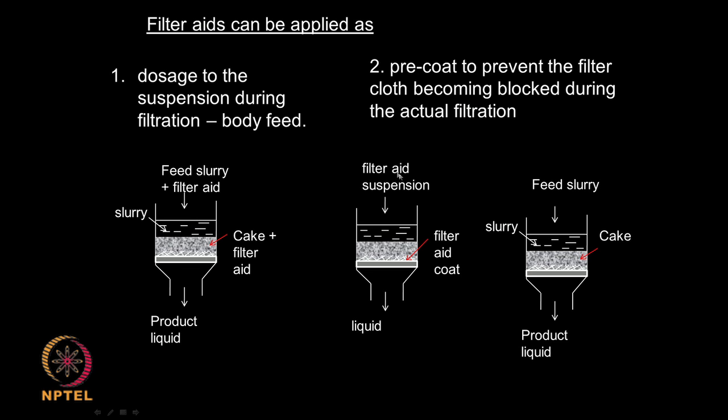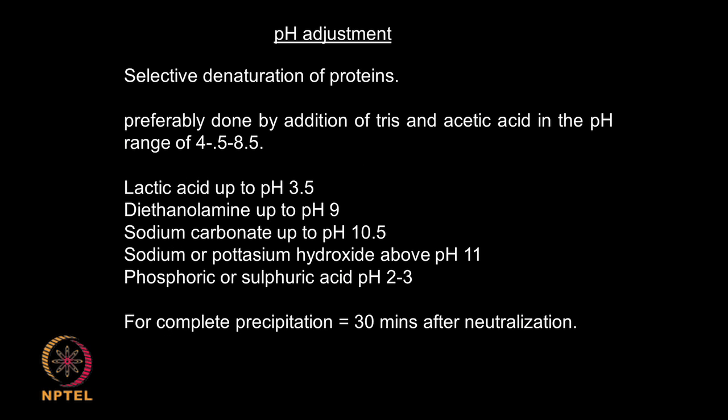The other approach is you first add the filter aid suspension, so it forms a pre-coat here, and after that you add your feed slurry. The filter aid prevents the blockage of the holes in the filter medium so that the liquid flows nicely. Both approaches are carried out on an industrial scale.